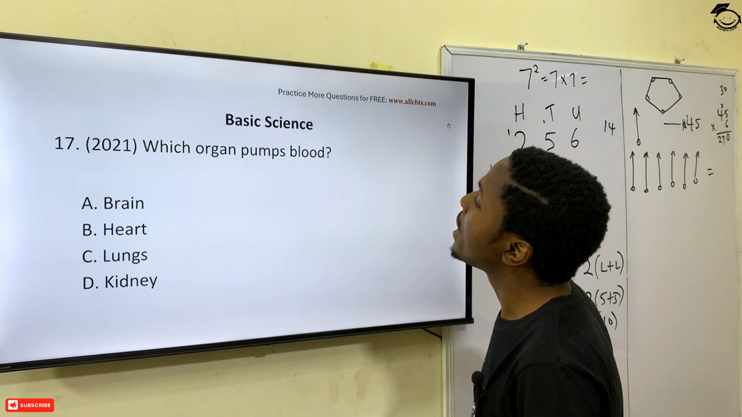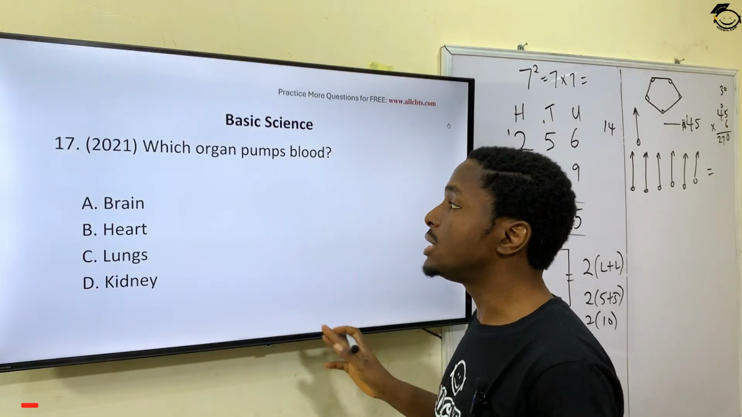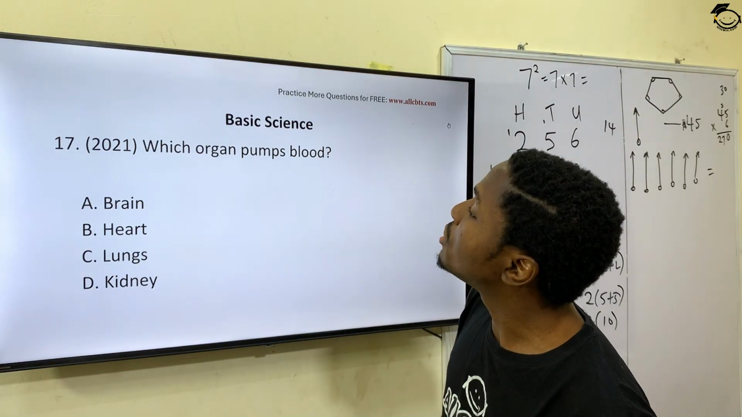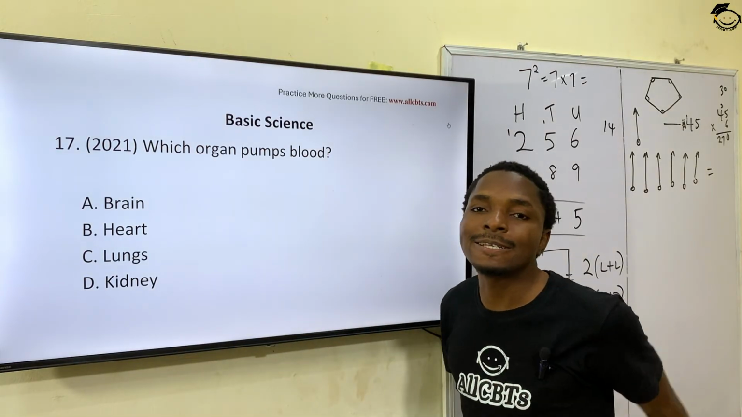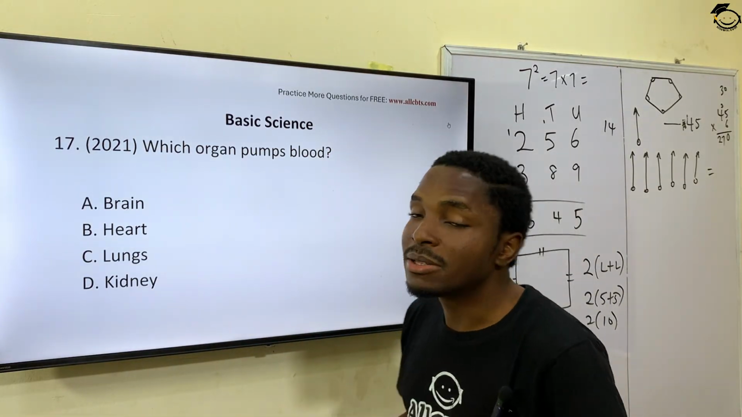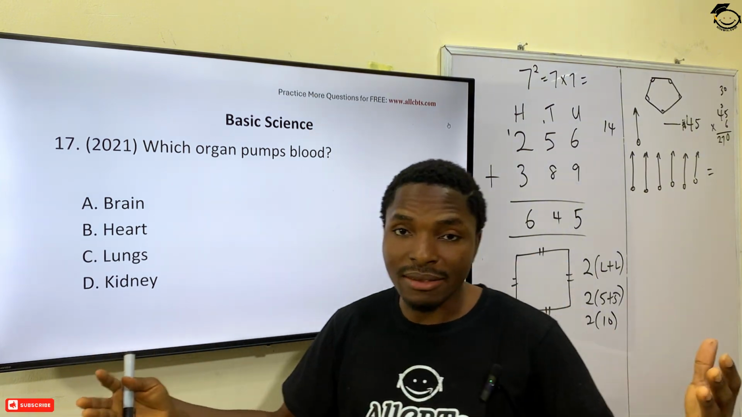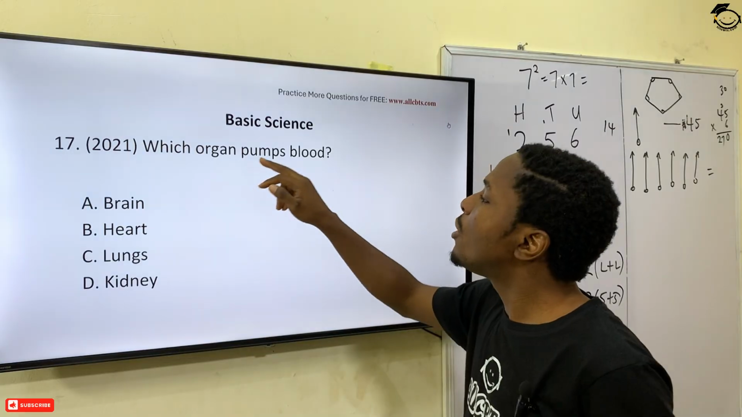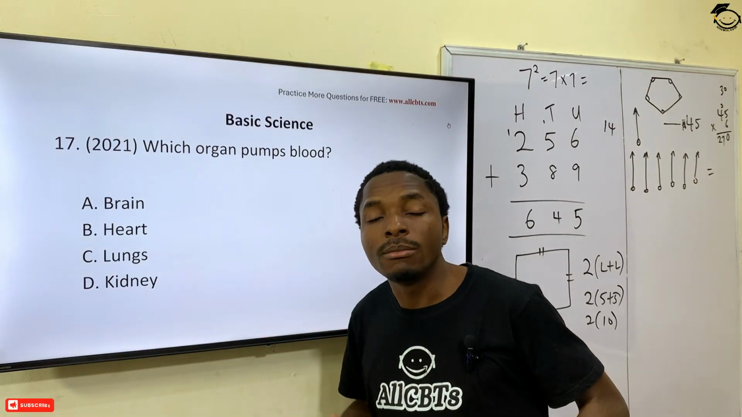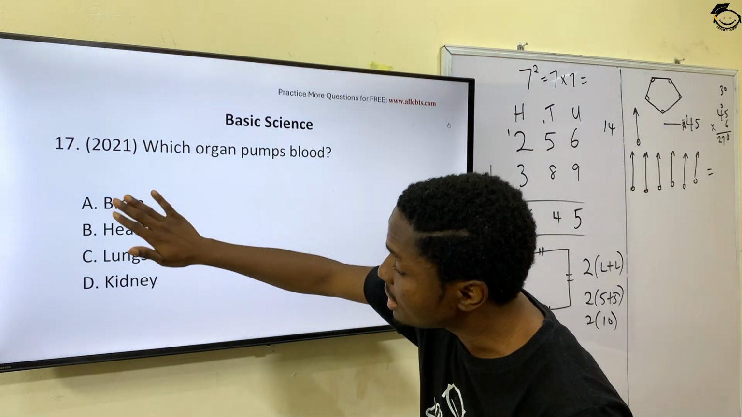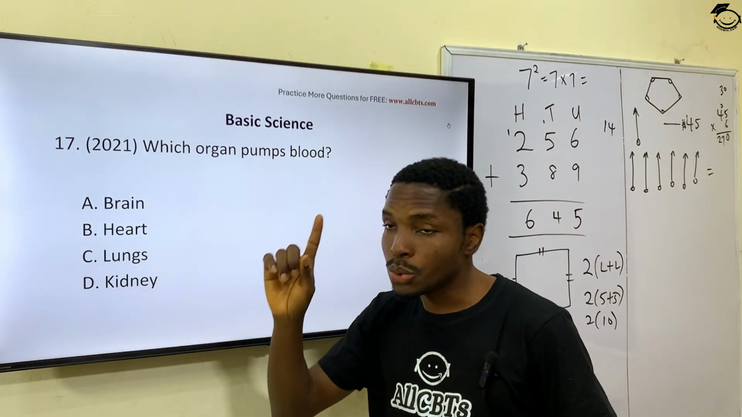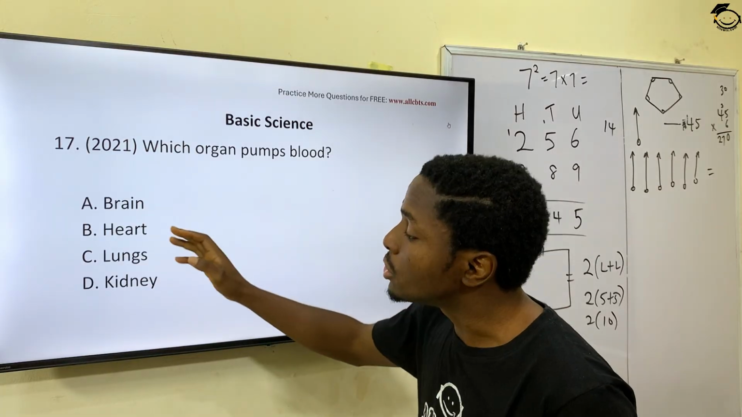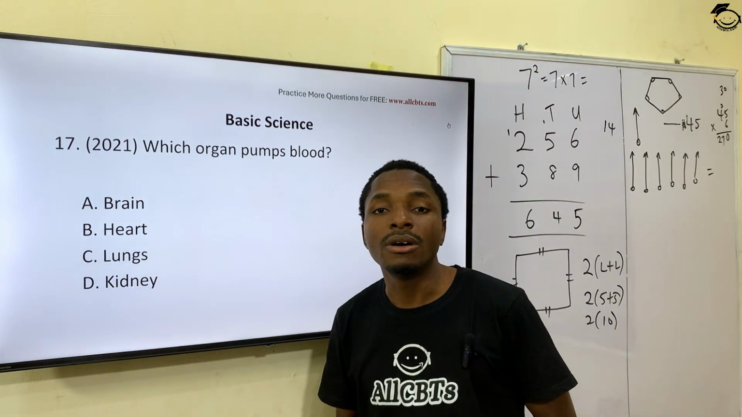Then 17, okay. And with that, we come to the end of verbal reasoning. Now we go straight to basic science. This is about the science of the body, science of life. 2021, taken from 2021. Which organ of the body pumps blood? So which organ? All these are organs in your body, but just one of them pumps blood. In fact, that one pumps blood to all the other parts of the body.